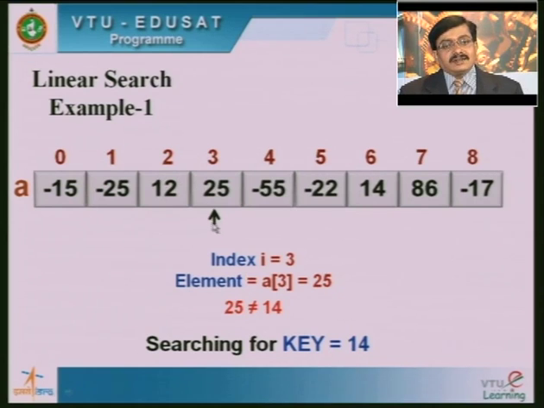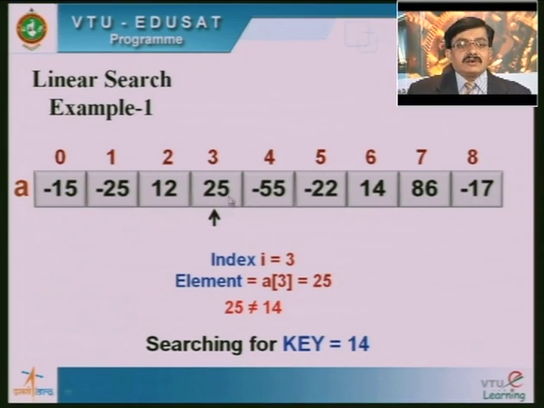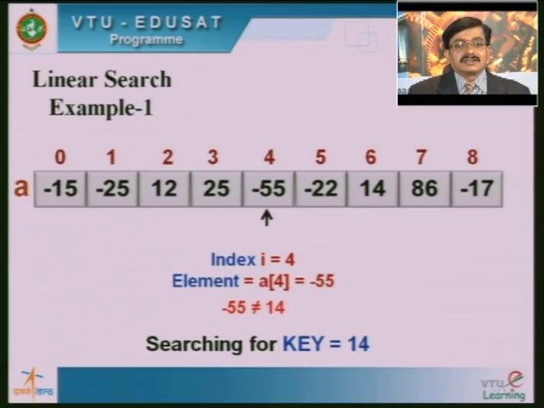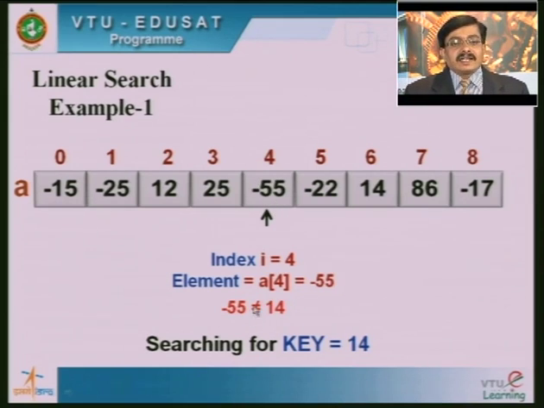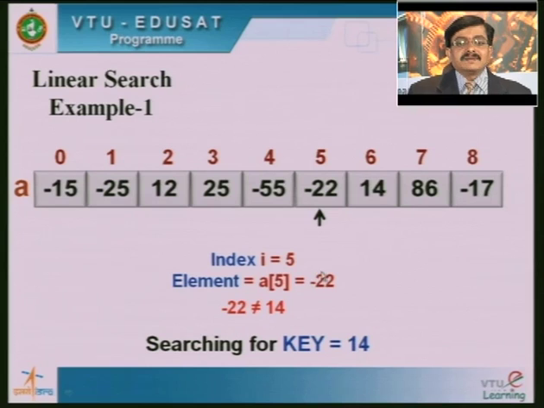Now when i is equal to 3, we are pointing to A of 3, and the value of A of 3 is 25. Again 25 is not equal to 14, so we go for the next element of the list. When i is equal to 4, A of 4 is minus 55, and minus 55 is not equal to 14. Again we go for the next element of the list. When i is equal to 5, it is minus 22, and minus 22 is not equal to 14.